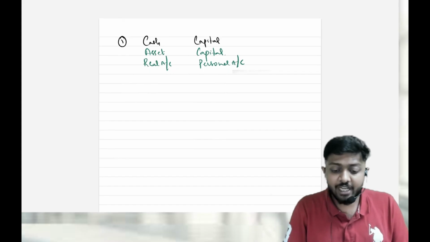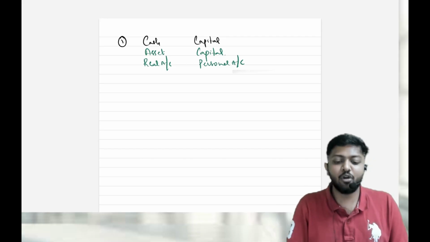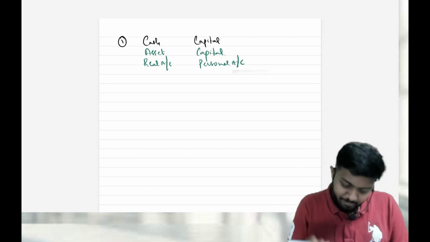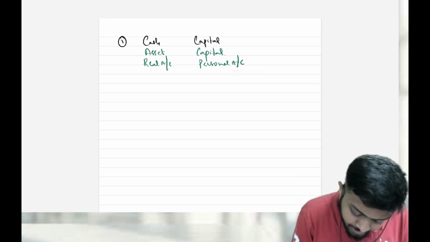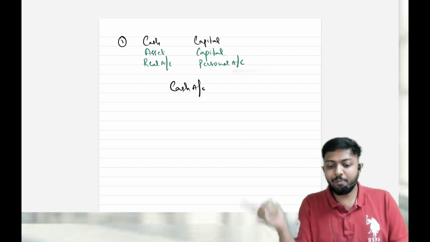So what have they told? For a real account, the condition was debit what comes in and credit what goes out. From the entity's point of view, cash is coming in. Correct, no. So cash is coming in, so I have to debit it. Debit what comes in. So I will debit cash account.